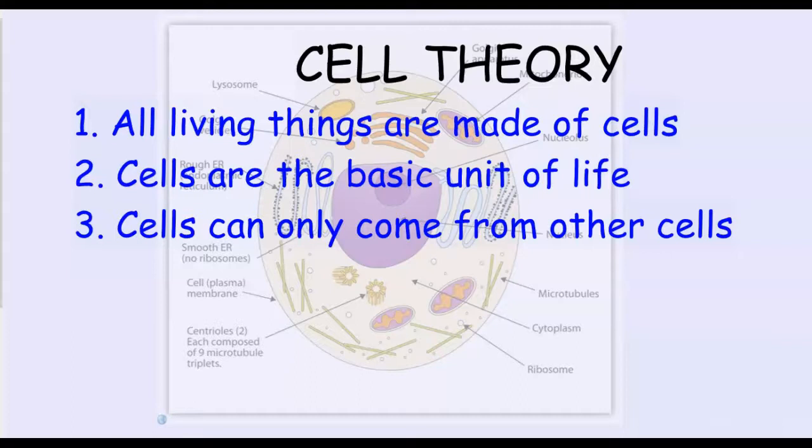All living things are made of cells. Cells are the basic or smallest, most simple unit of life. There's nothing smaller or more simple than a cell that's alive. And cells can only come from other cells.